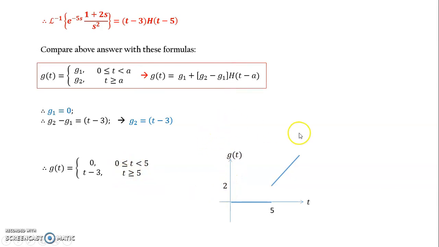Based on the function, you can draw the graph. From t equal to 0 until 5, the function is 0. And from 5 onwards, we have the function t minus 3. Okay, so that's all for now.